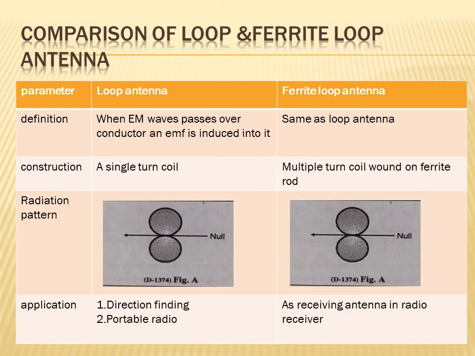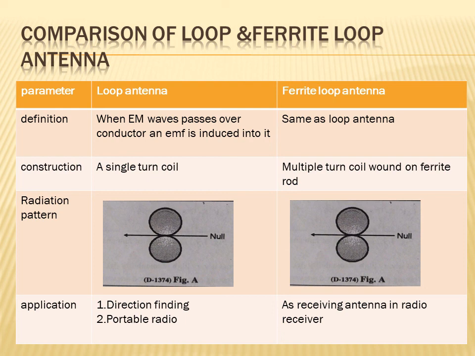Now the comparison of loop and ferrite loop antenna. First we see the definition. The definition of loop antenna is: when electromagnetic waves pass over the conductor, an EMF is induced into it. The definition for ferrite loop antenna is the same as the loop antenna.